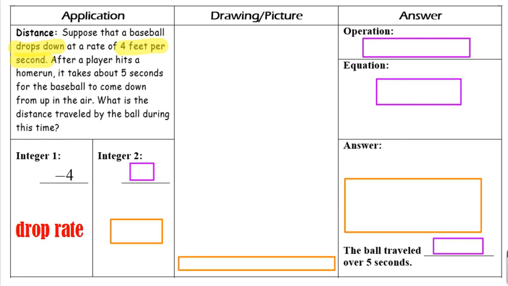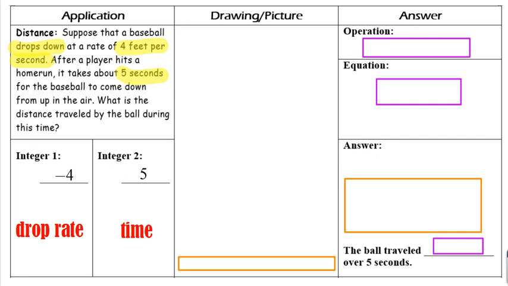And then we have the time, and we know that it's going to be 5 seconds. It takes 5 seconds for the ball to fall, so that will be our positive 5, the second integer. So for the first integer, the ball is dropping, that's negative, and then the second integer, we know that the ball is traveling for 5 seconds. So the ball is going down 4 feet every second for 5 seconds.